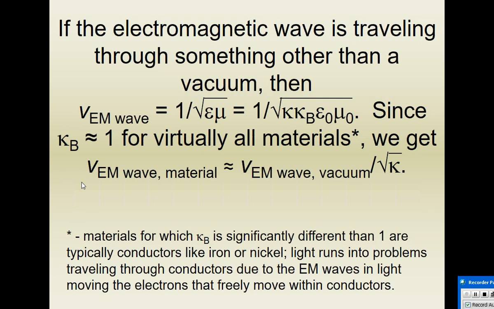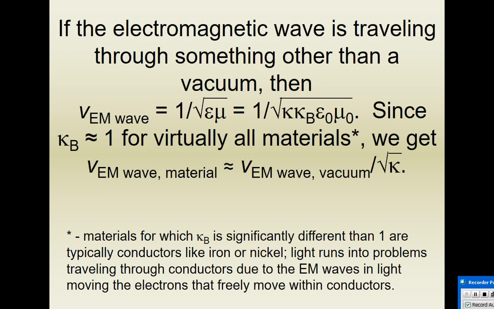But what about light in water? What about light in glass? What about light in acrylic? It turns out that the speed of light can be less. And the amount by which the speed of light drops in a material depends upon the dielectric constant of the material. More specifically, it depends upon the square root of the dielectric constant to a pretty good approximation.